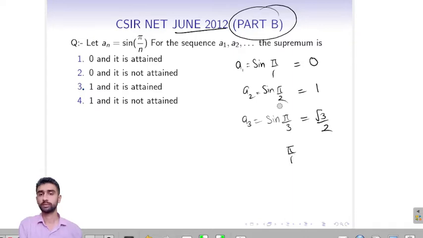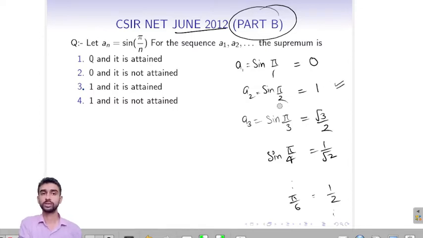Similarly we'll get sine pi by 4, it will be 1 by root 2, then you will somewhere get pi by 6, it will be 1 by 2, and so on will continue. So you can think what is the highest value of sine we can get. It is 1 and we are attaining it, we are getting the value.